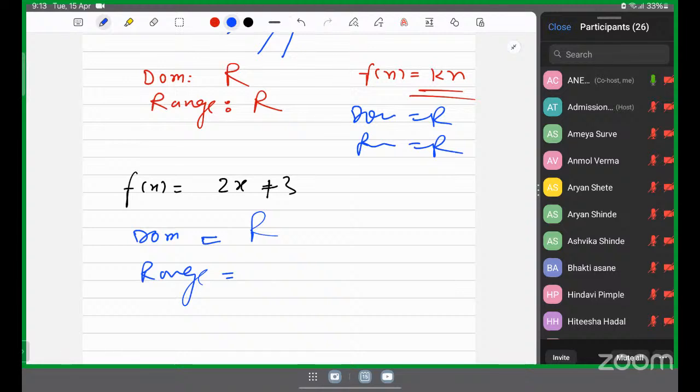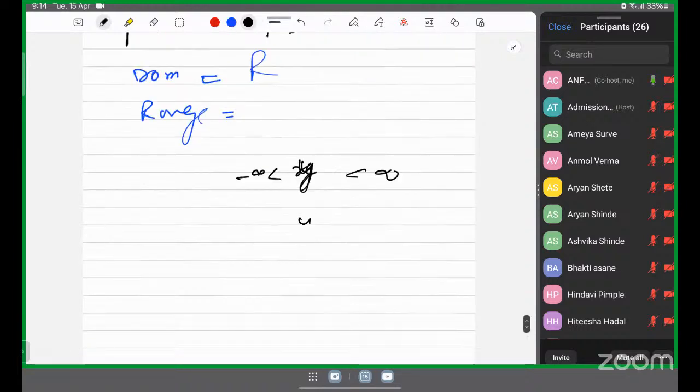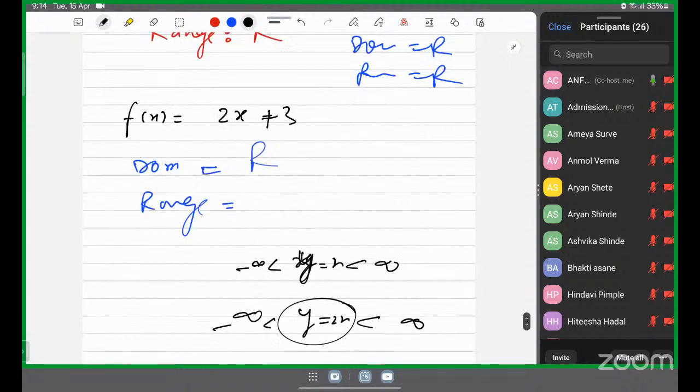Okay. Look at it in this way. What is the range for y equals x? In that case, y was extending from minus infinity to plus infinity. If you do 2x, still it is minus infinity to plus infinity. If you add 3, minus infinity plus 3, infinity plus 3, is there any change? It will still be minus infinity to plus infinity. So its range will also be R.